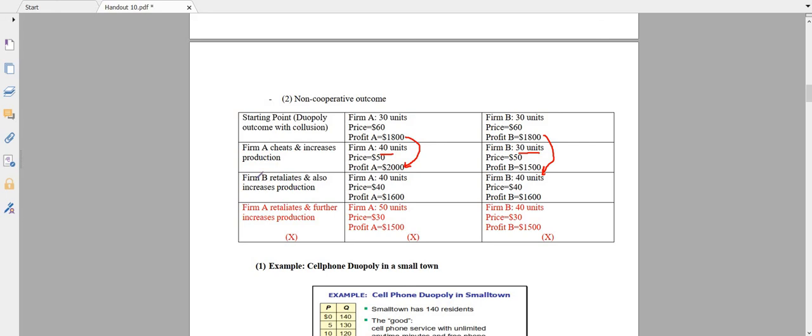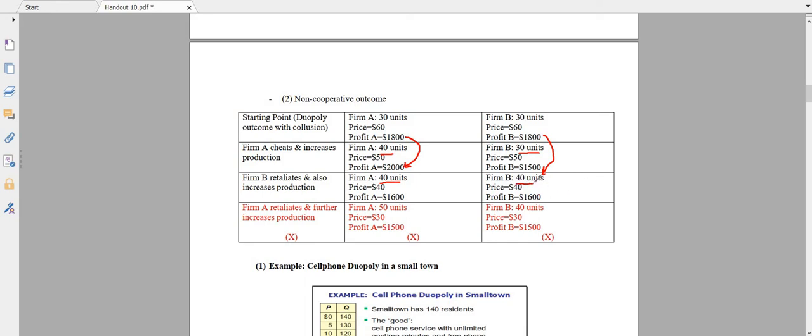So firm B, in the next step, you notice that what I've written is that firm B retaliates and it also increases its production. If firm A can do this, firm B can also think in the same manner and increase its production. So let's assume that given that firm A has increased its production to 40, firm B is not going to sit and do nothing. It will also increase its production to 40.